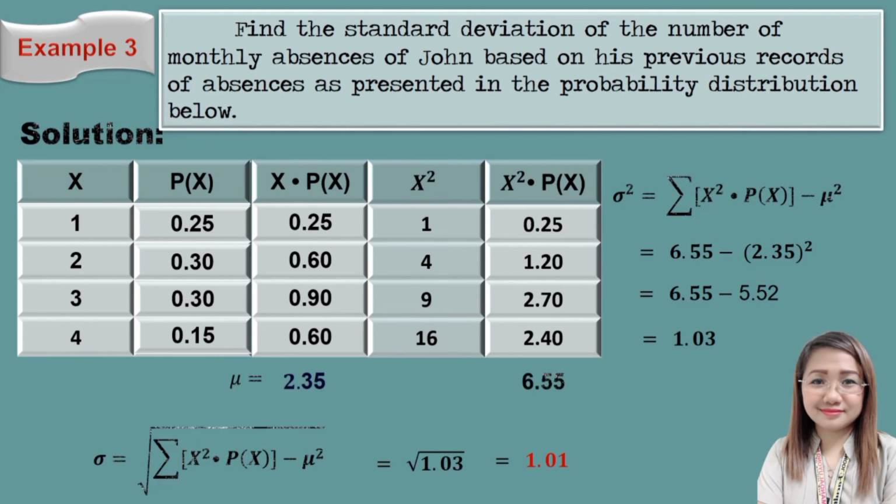We are already done with how to find the value of the mean, variance, and standard deviation.